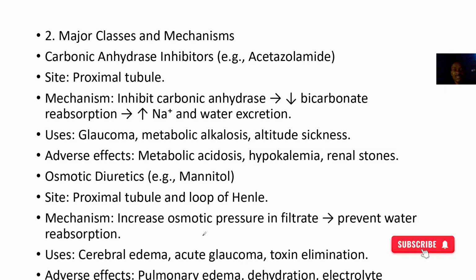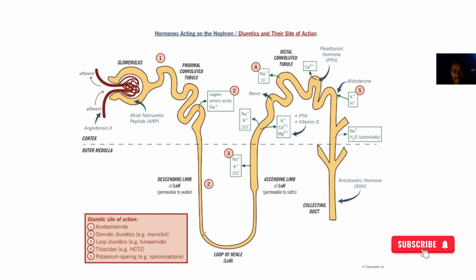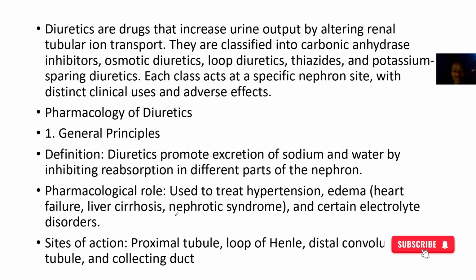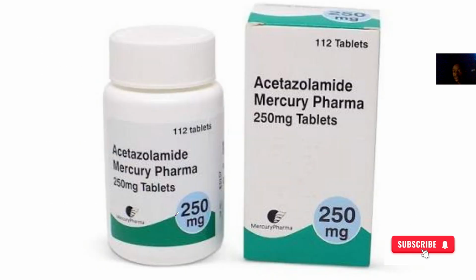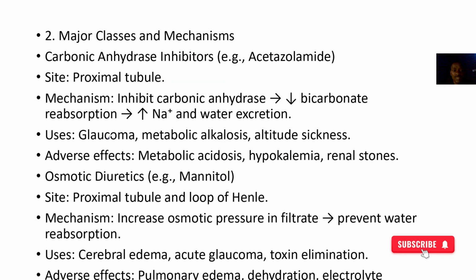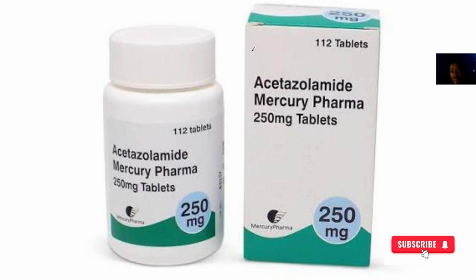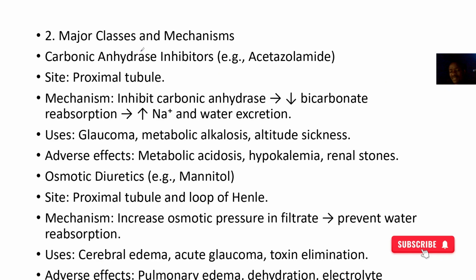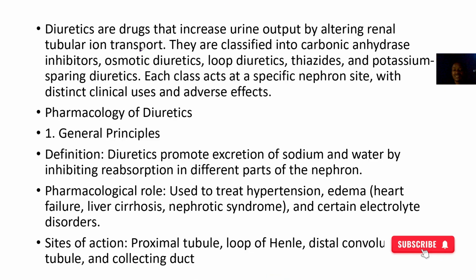So the major classes and mechanisms: for the carbonic anhydrase inhibitors, number one, don't worry about this image, right? I brought some examples. Carbonic anhydrase inhibitors, we said the example is acetazolamide. So this is acetazolamide. They act at the proximal tubule, that's just at the starting point.